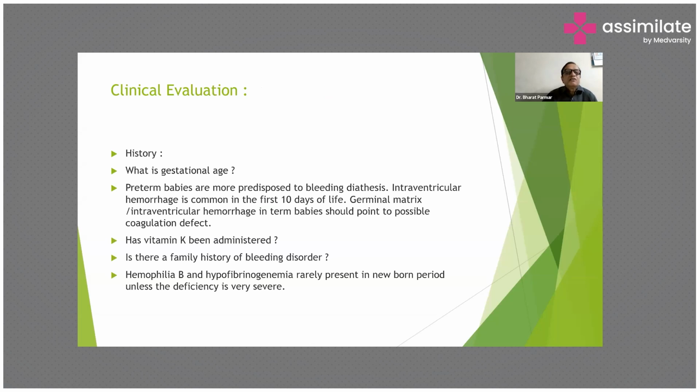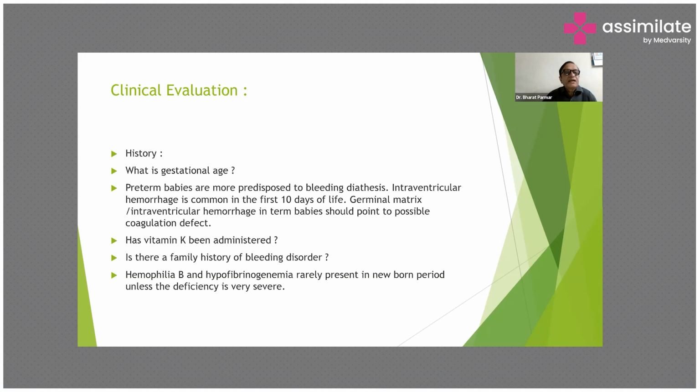In history, during assessment of the newborn in case of hemorrhagic disease of newborn, first ask, what is the gestational age? Preterm babies are more predisposed to bleeding diathesis. Intraventricular hemorrhage is common in the first 10 days of life, and germinal matrix or intraventricular hemorrhage in a term baby should point to a possible coagulation defect.